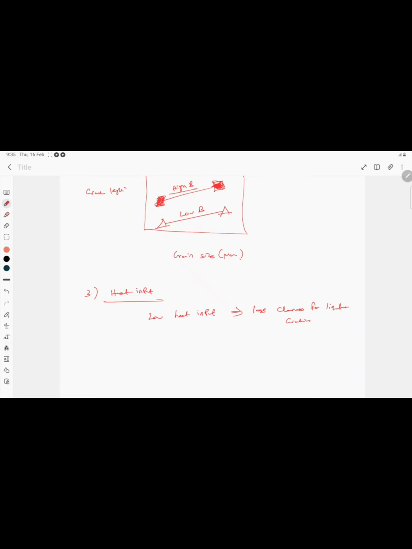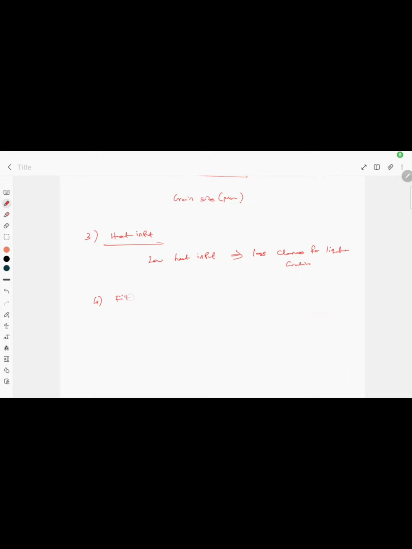Next factor is filler material strength. Lower strength filler metals will result in less shrinkage stress. If there is less shrinkage stress, it will lead to less chance for liquation crack.